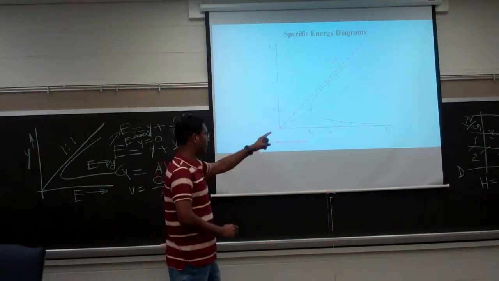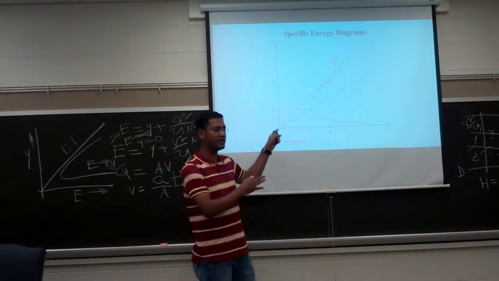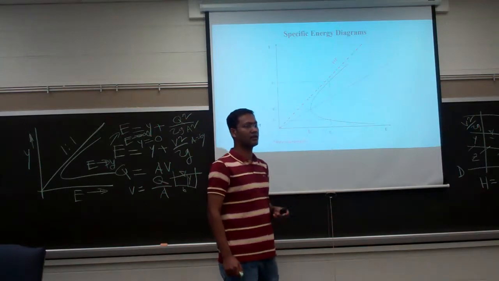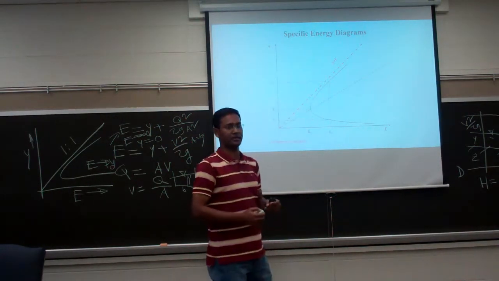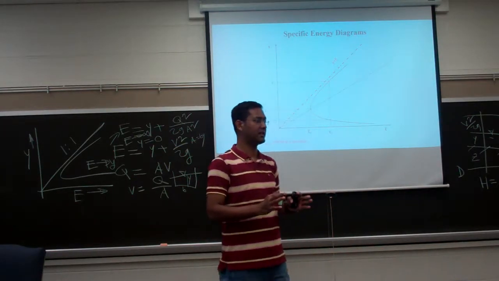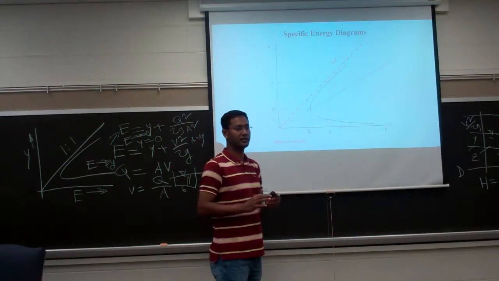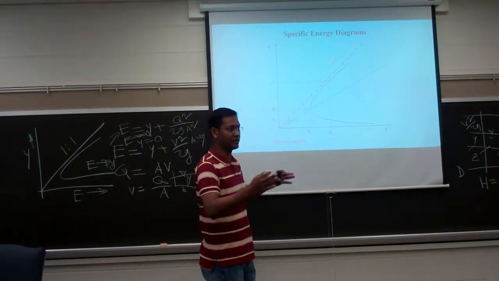So what will happen at this location? See, at this location, is the specific energy maximum or minimum? It is minimum, yeah. It is minimum at this location. That means specific energy is minimum when the flow is critical. So we'll learn details about the critical flow in the next class.